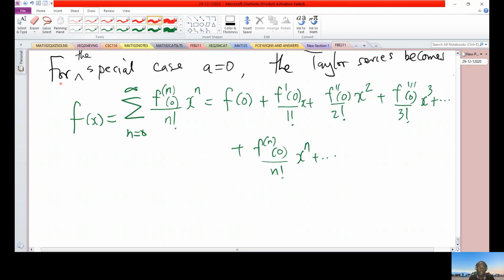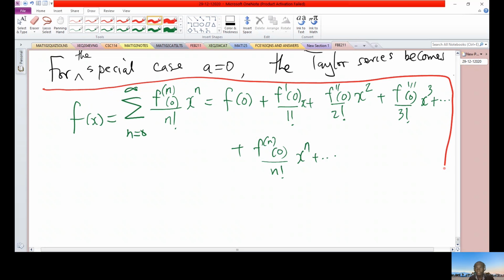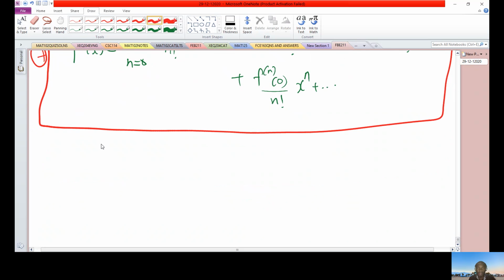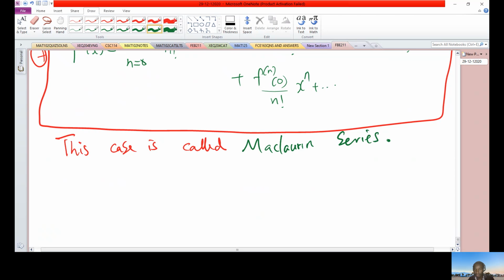So this one here, let's call it 7. This case is called the Maclaurin's series.